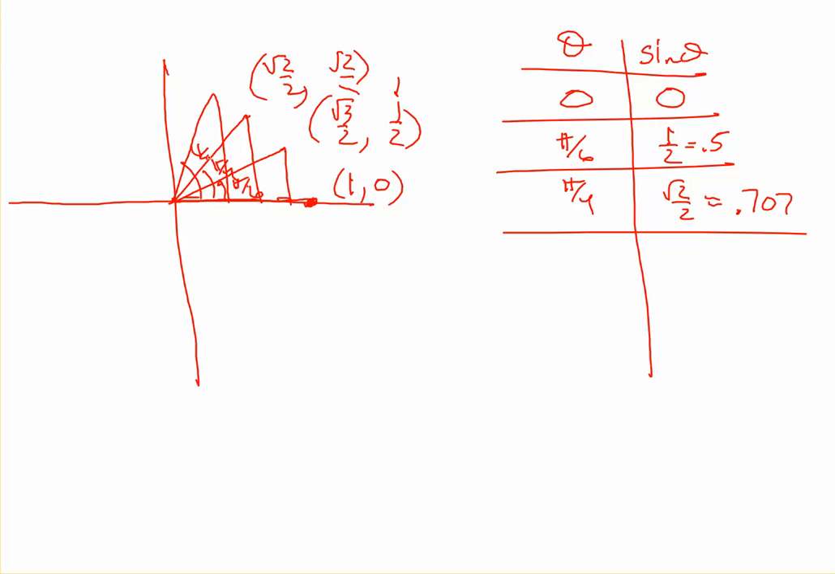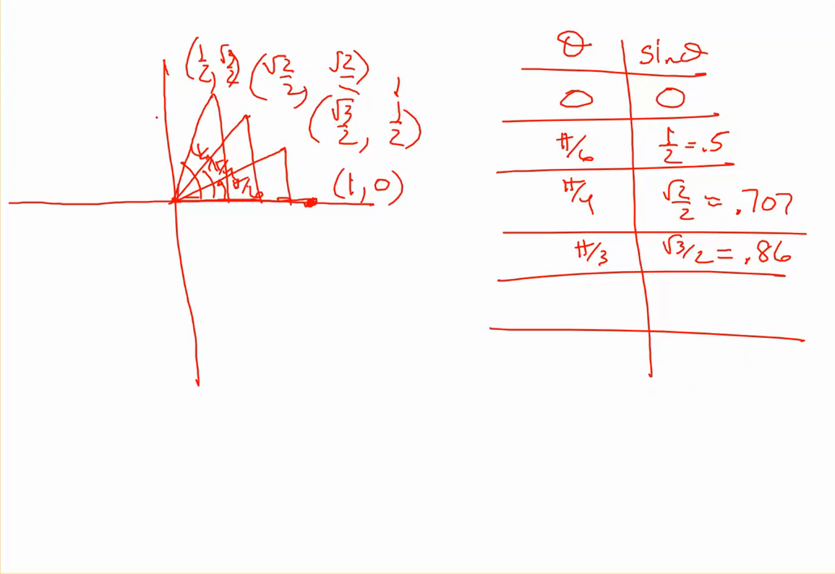This is pi over 3. This is going to be 1/2 and square root of 3 over 2. Drawing pi over 3. Let's see, I got square root of 3 over 2, don't I? And anybody have a calculator? What's square root of 3 over 2? 0.86, okay. And then when we get to here, finally the 90-degree angle.